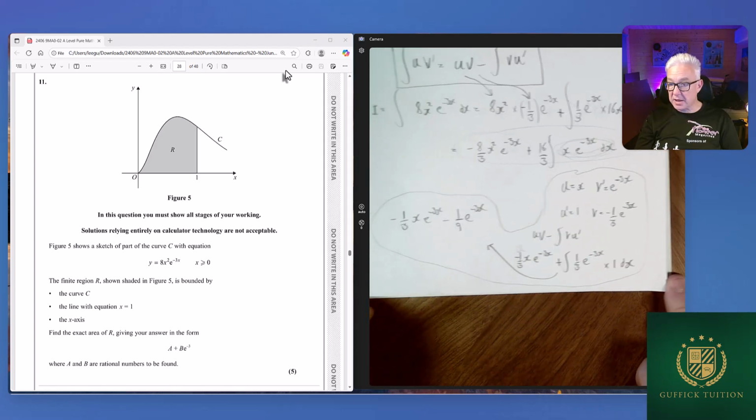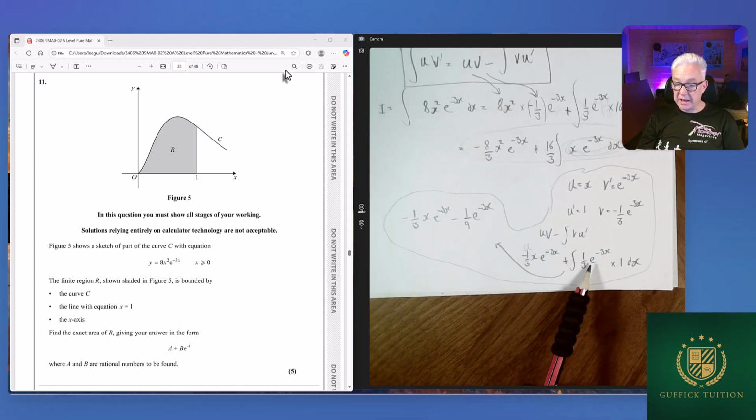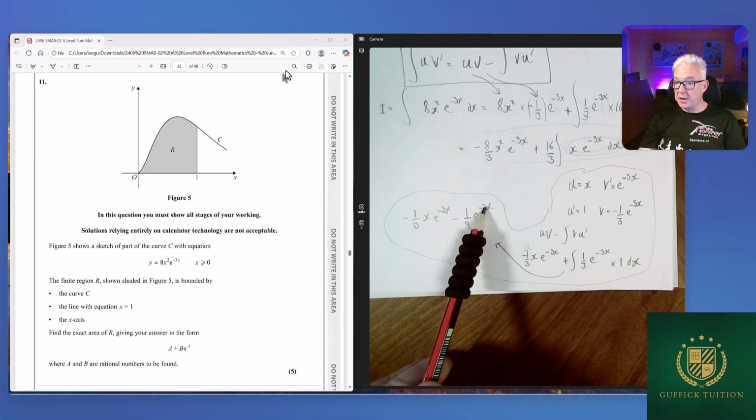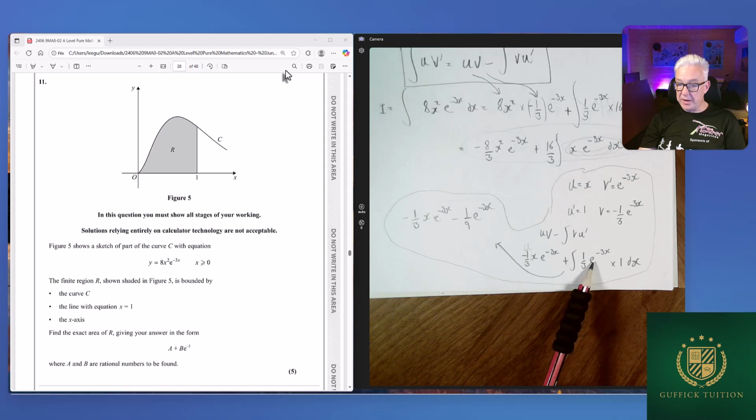So that can be integrated after the second application of parts. We end up integrating that, and that goes to minus 1/9 e to the minus 3x, because we integrate the outer function and divide by the derivative of the inner function, and the derivative of the inner is minus 3.